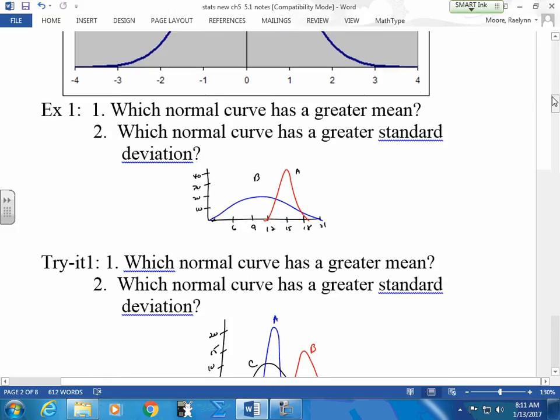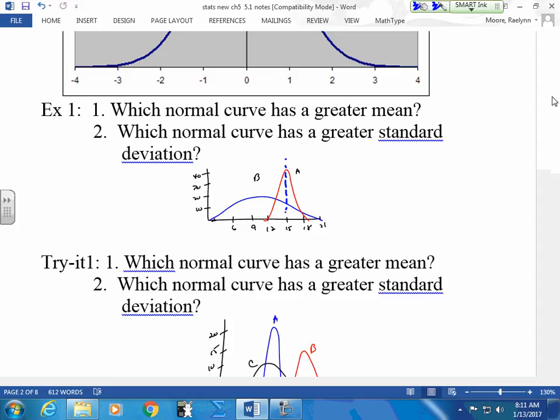Which curve has a greater mean out of these both curves? A. What is the mean for A? Looks about 15, right? About smack in the middle. Didn't we say the mean is in the middle? Luckily, they all start with M's. Middle, mean, median, mode. This guy, what would you say the mean is for B? It's kind of hard to judge, but give me an estimate. Say 10, 12, somewhere right in here.